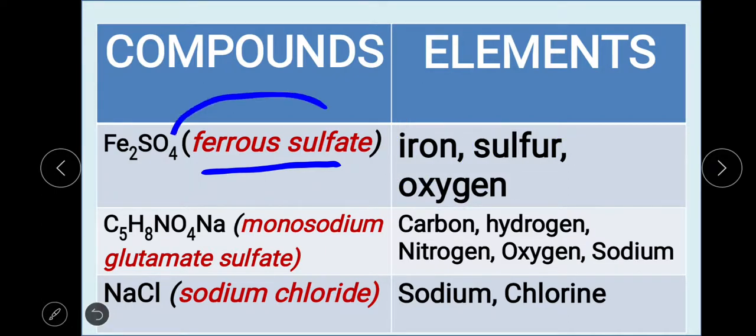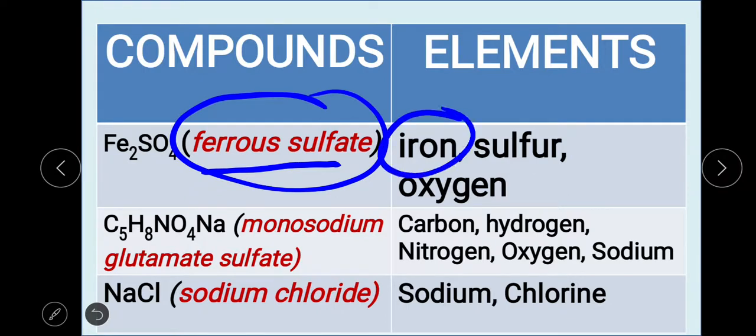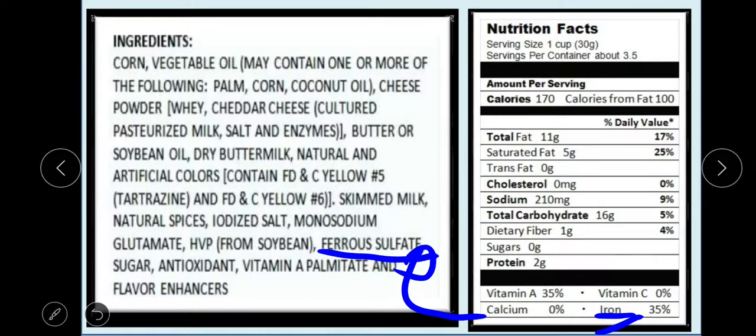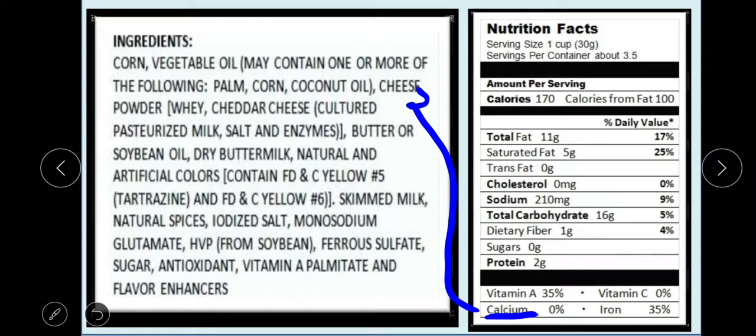But if you eat ferrous sulfate, you are also eating iron as a mineral, because iron is a very important mineral that must be eaten by a person, so that he grows healthy in a form of minerals. Another example is calcium. Calcium is also a mineral. It is a mineral because it is combined with other elements in the cheese.